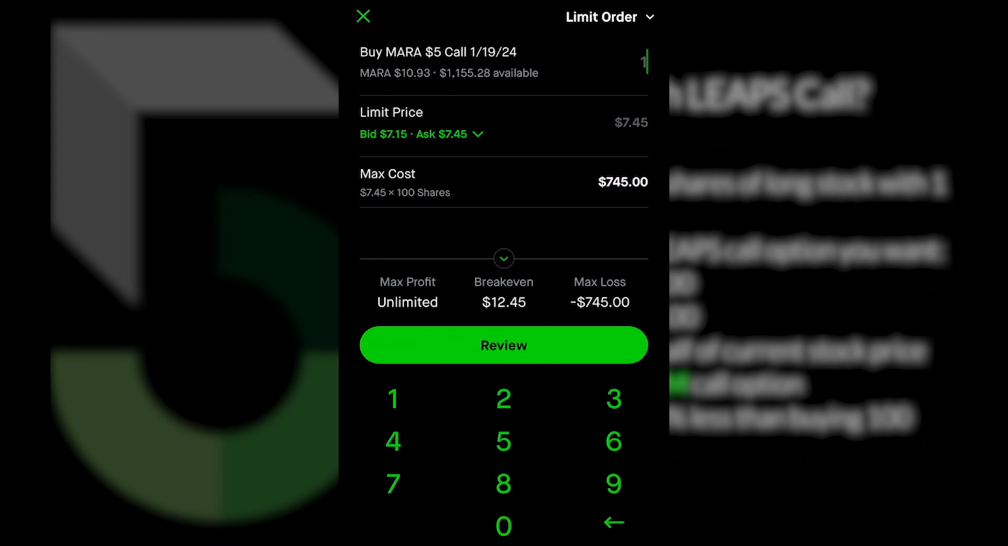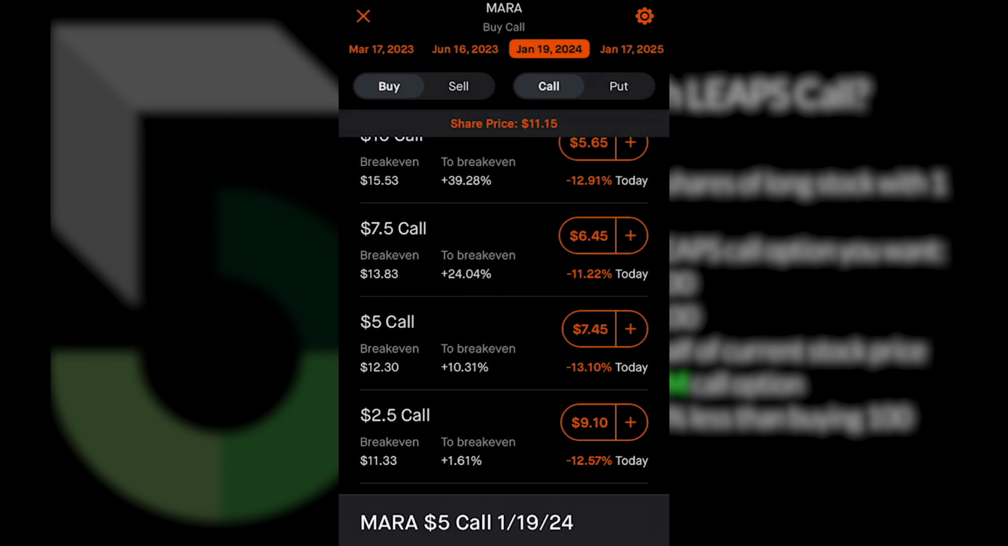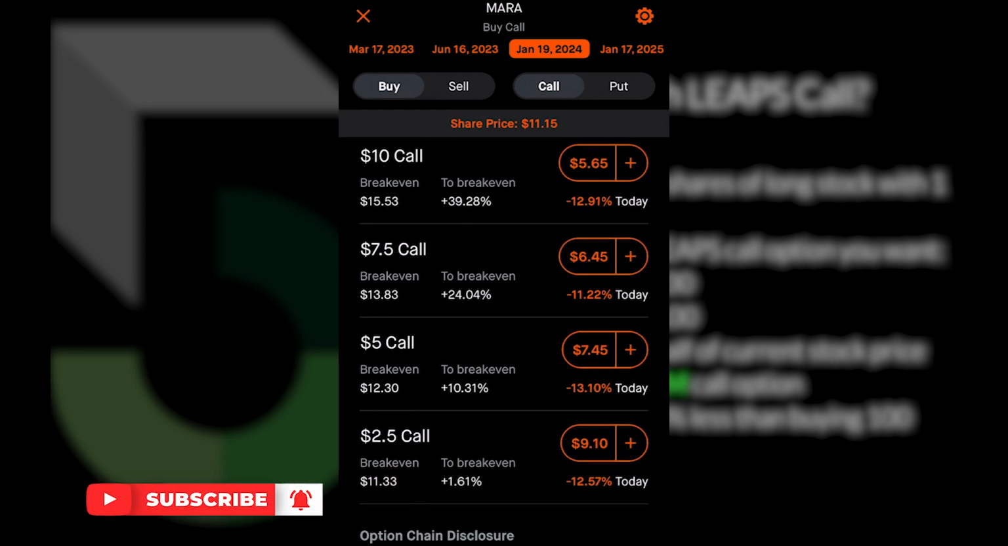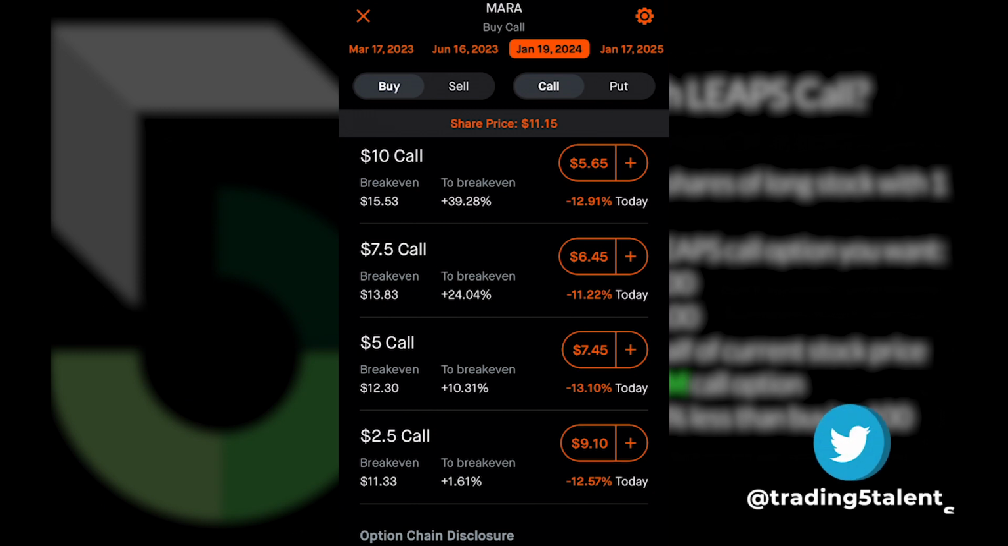Now, how much would it have cost to purchase MARA right at market price? You can see the MARA price here is $10.93. I think that's the aftermarket price. If we went back here, you can see the share price is $11.15. So let's just say $11 for this example. If you purchased 100 shares at $11, that would have cost you $1,100. But if you purchase this particular call option, it's going to cost you $745. So yeah, it is more than half of what you would have paid, but you can see the delta checks out, the theta checks out.